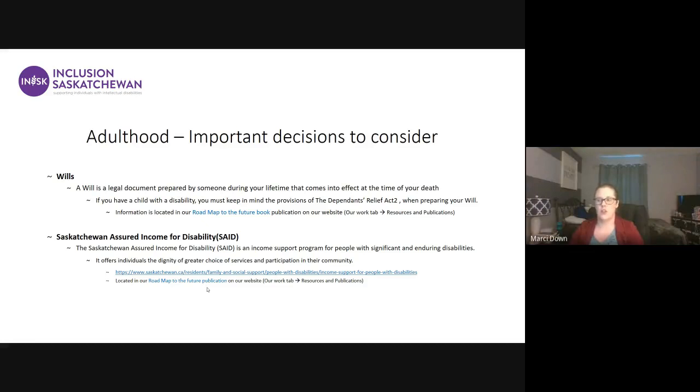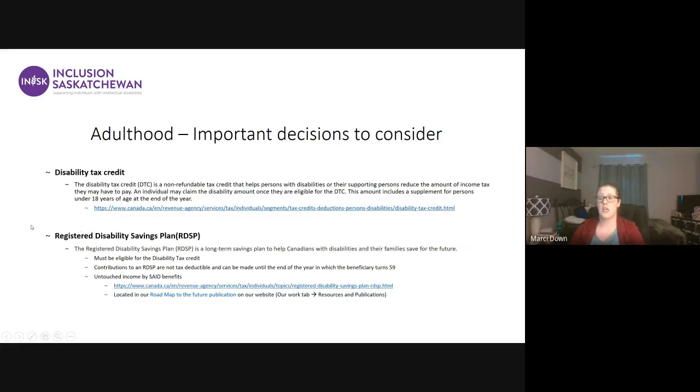There's also information in the roadmap, and there's a link on the presentation here, as well as at the bottom for this information. You can get a lot more information from there. The disability tax credit, if you haven't heard about it, is a non-refundable tax credit that helps persons with disabilities or their support person reduce the amount of income tax they have to pay, which is great. There's also a link on here to Revenue Canada that will give you a bit more information about it.